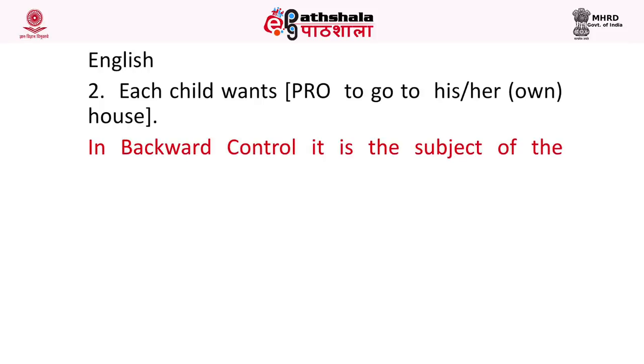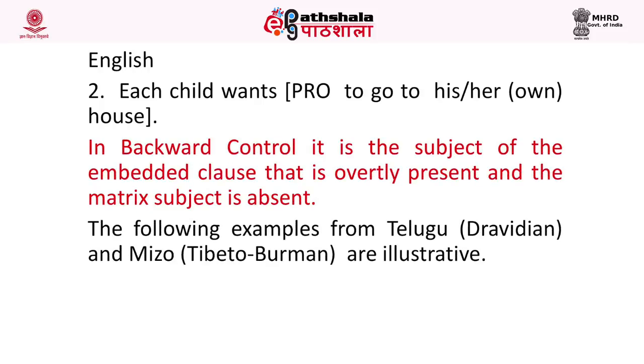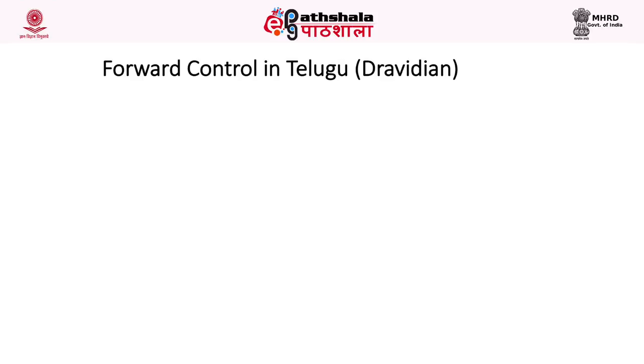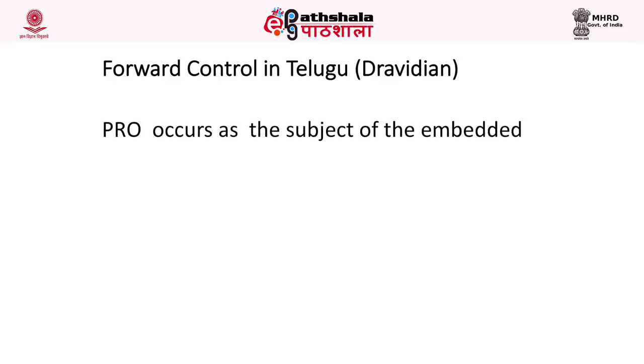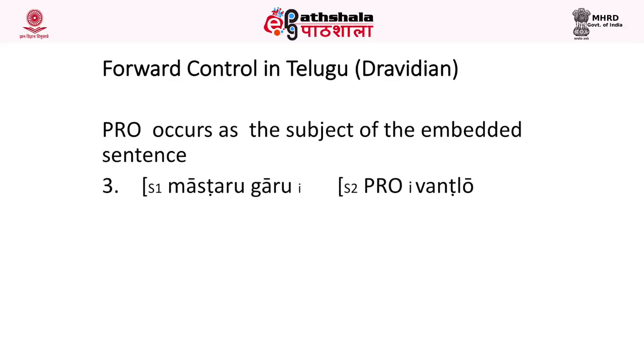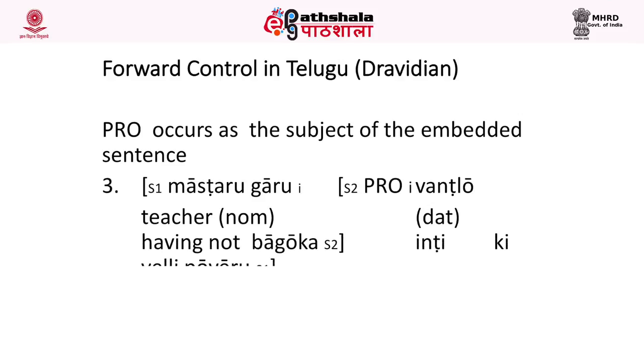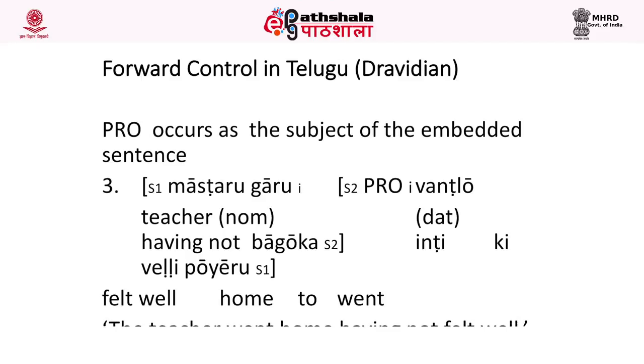Notice that in forward control, the subject of the embedded verb is non-finite. Let's take an example: each child wants to go to his or her own house. In backward control, the subject of the embedded clause is overtly present and the matrix subject is absent. Let us take an example from Telugu. All Dravidian languages have forward control and backward control. Only some Indo-Aryan languages such as Assamese, Marathi, Konkani have both forward and backward control. All the rest, like Bengali, Hindi, Kashmiri, Urdu, etc., only have forward control.